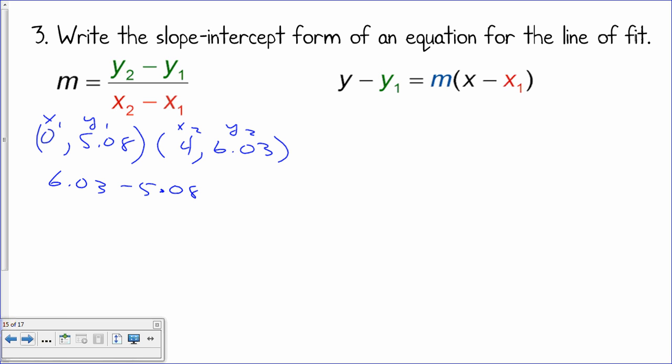Let's see if anybody's done this. Do I have to say 6.03? It's close enough to 6. I could probably just say what? 6, couldn't I? Could I just say 5 here on this one? 5.1. I can just say 5, couldn't I? So 6 minus 5, over 4 minus 0. What would that be? 1 over 4. Okay, so for every 4 squares we go up, we're going to go right how many? Oh, wait, that's wrong. For every 1 square we go up, we go right 4.